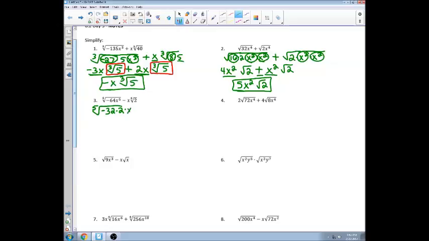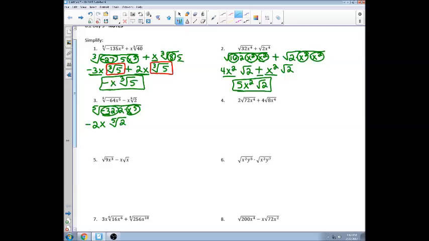X to the fifth is 5 x's, which is what we're looking for. Now I can circle negative 32. The fifth root of negative 32 is negative 2. I can circle my x to the fifth. That means I can bring out 1x times the fifth root of 2.